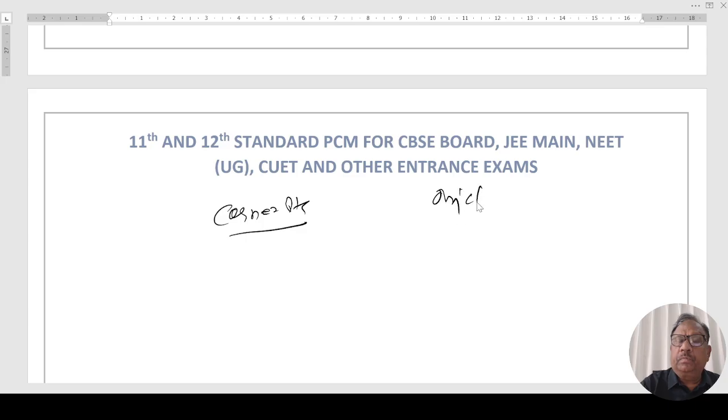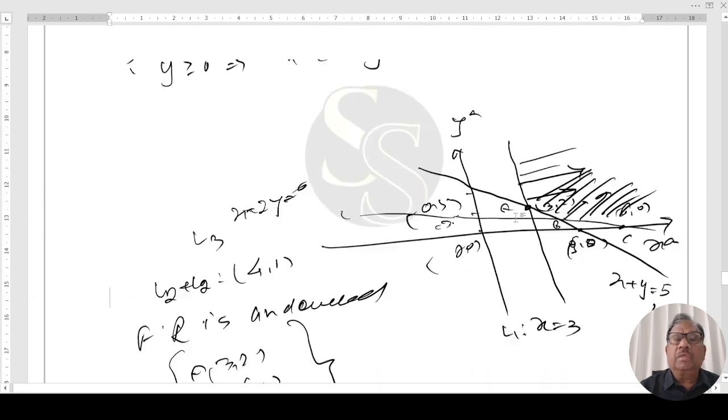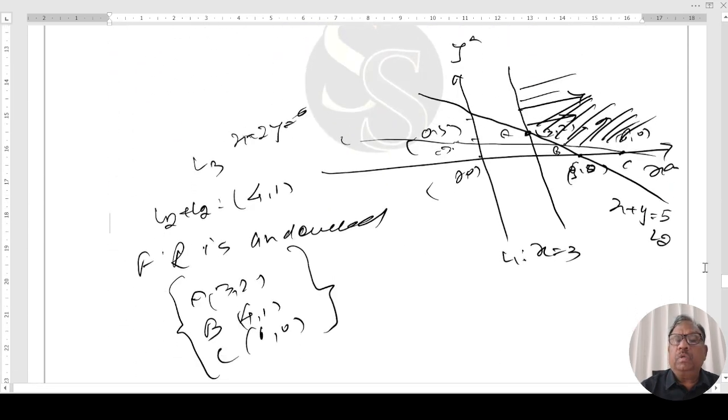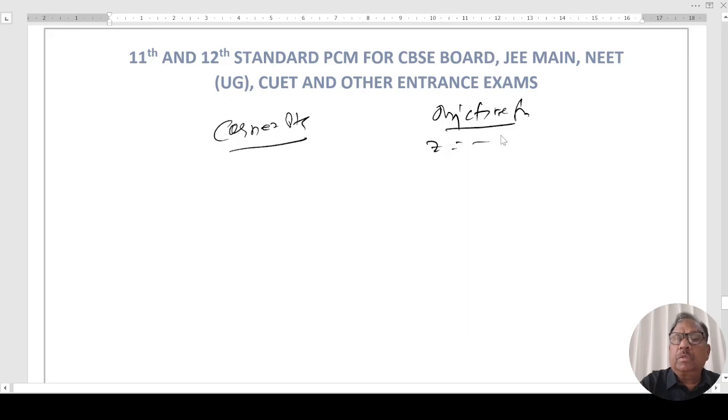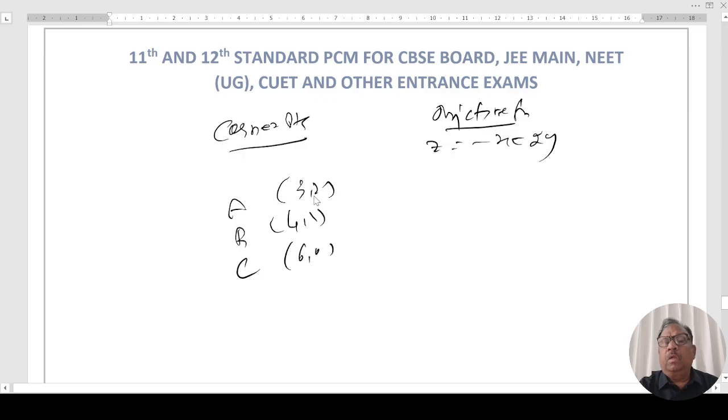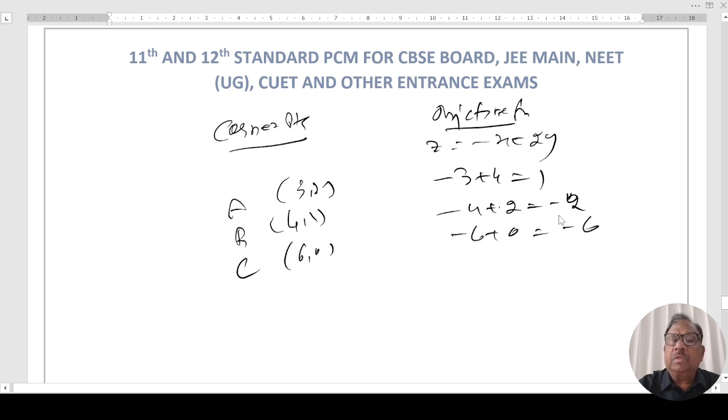The objective function z equals minus x plus 2y. For A, B, C: (6, 0), (4, 1), (3, 2). Minus 3 plus 4 is 1. Minus 4 plus 2 is minus 2. At (6, 0), minus 6 plus 0 is minus 6.